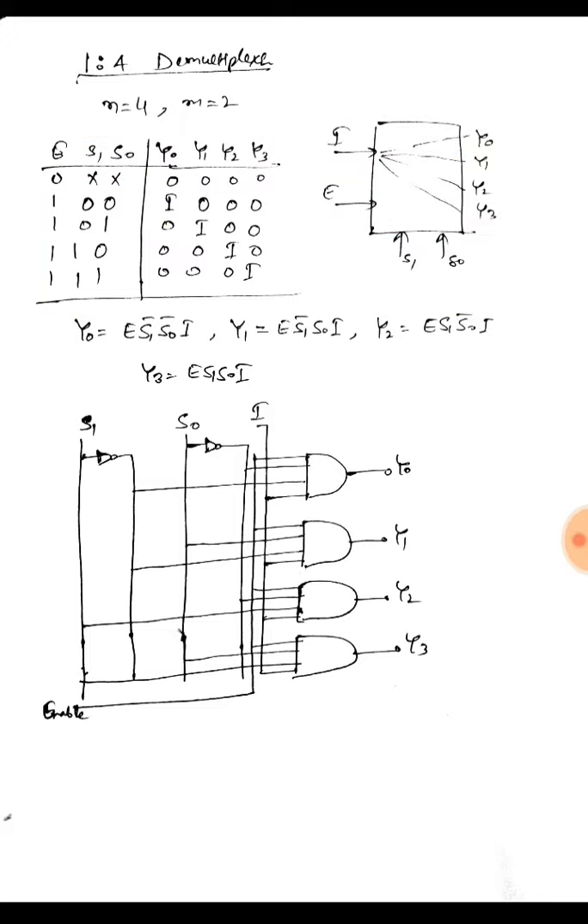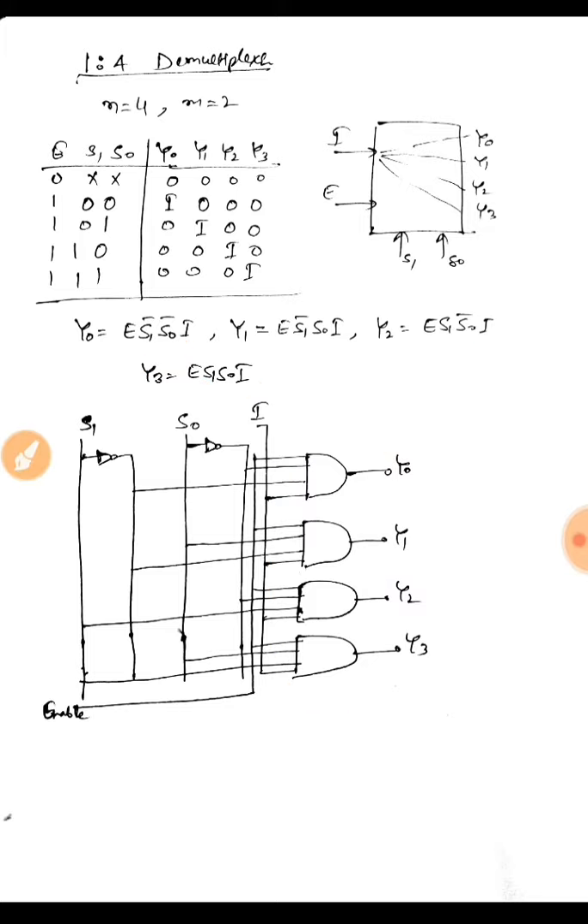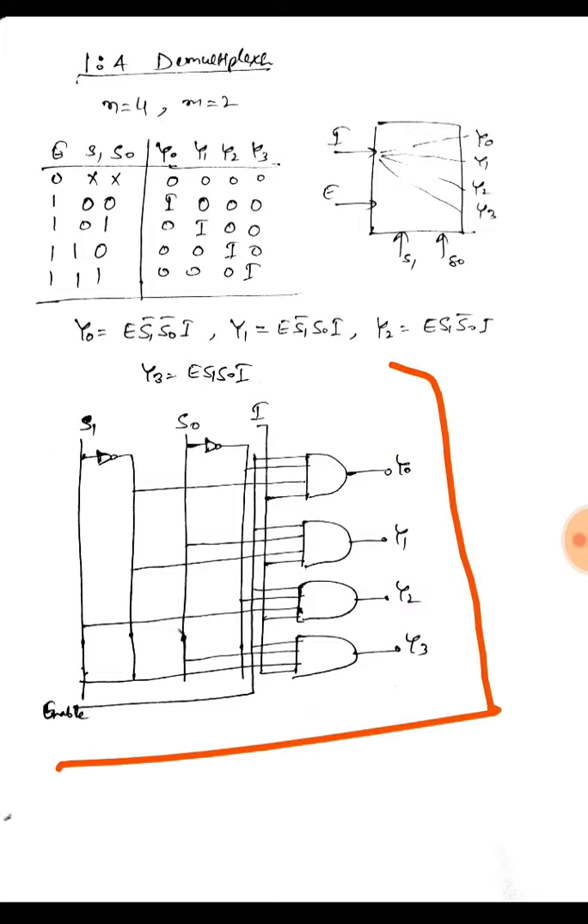So now writing the functions for y0, y1, y2 and y3, I have y0 equal to e into s1 bar s0 bar into I. Similarly I can write for all of these, and this comes out to be these functions which can be realized using four input AND gates. So this is how we can draw the circuit for a demux.